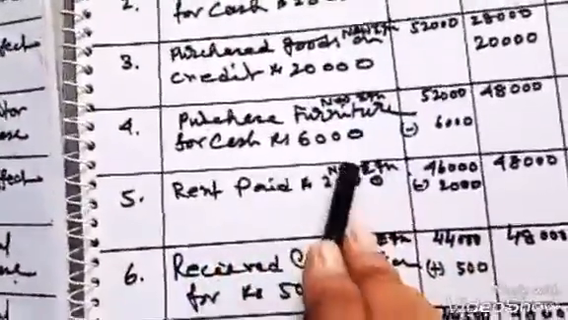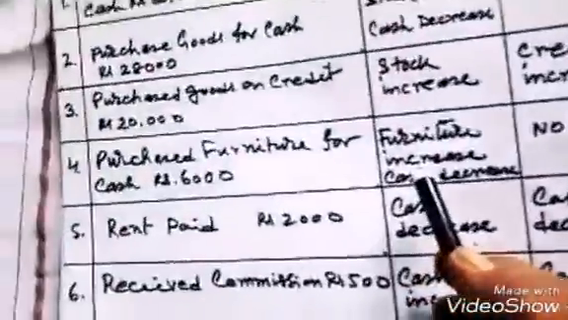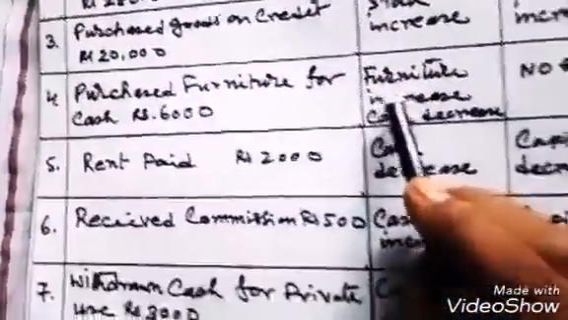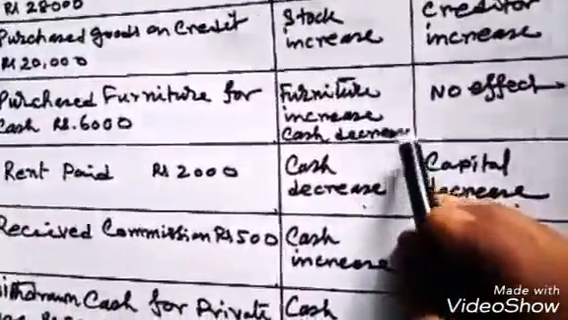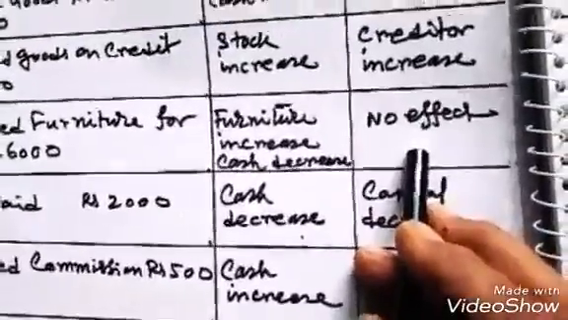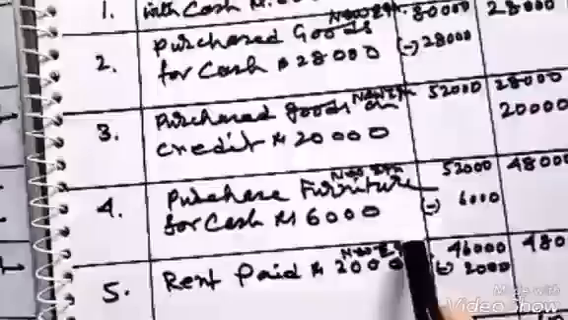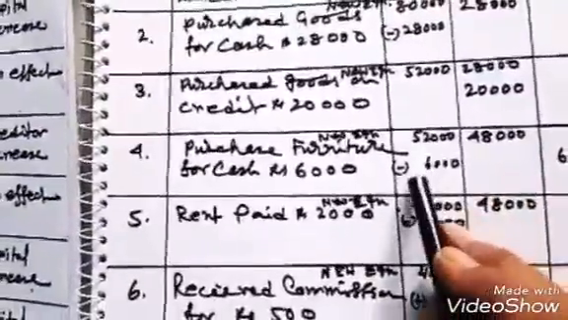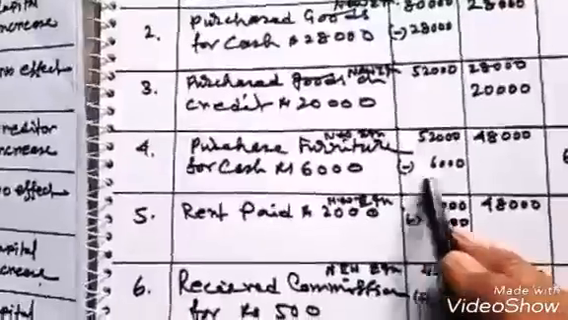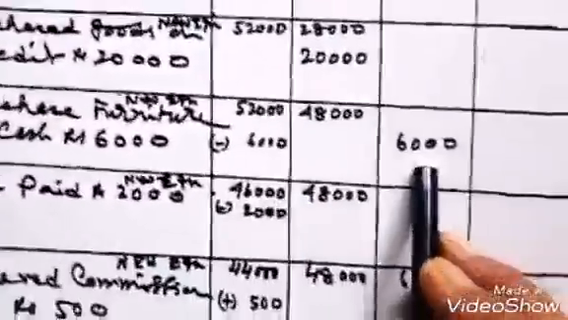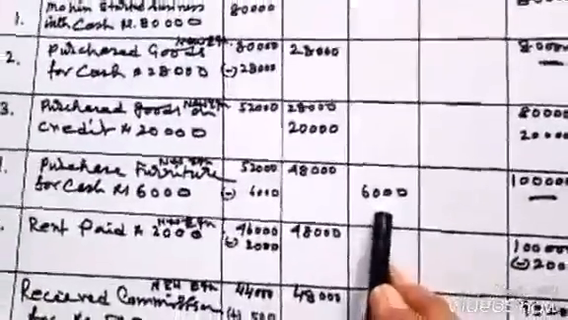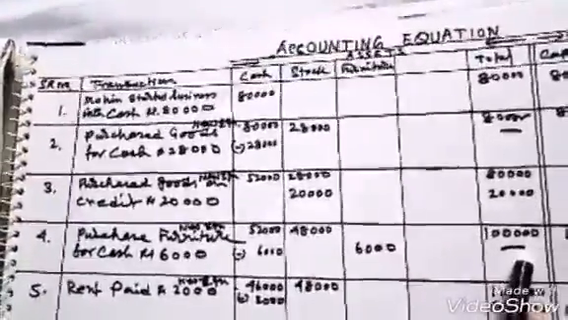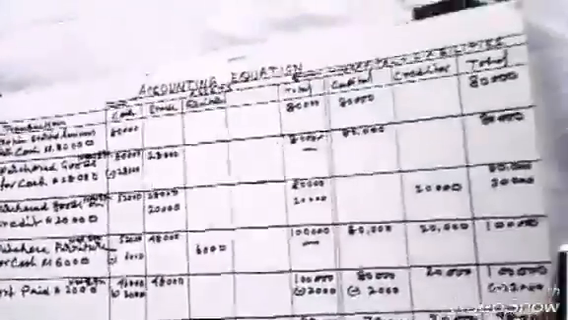Transaction number 4, purchase furniture for cash rupees 6,000. See what is there in the accounting analysis. By this transaction, furniture increases 6,000, cash decreases 6,000, and no effect on the capital plus liability side. Come to transaction number 4. So it decreases cash by 6,000 and increases furniture under the furniture column. It is 6,000. So the total effect on the asset side is 0, and there is no effect on the capital plus liability side.